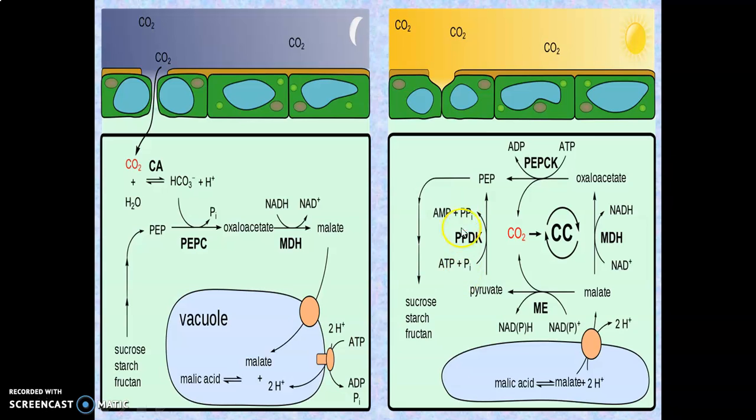And again, pyruvate is converted into phosphoenol pyruvic acid, by consuming one phosphate from one ATP molecule to form ADP plus one inorganic phosphate. So here the malate is converted into oxaloacetic acid. These oxaloacetic acids are converted into phosphoenol pyruvic acid by the enzyme phosphoenol pyruvate carboxylase.